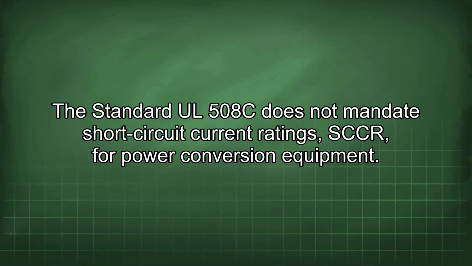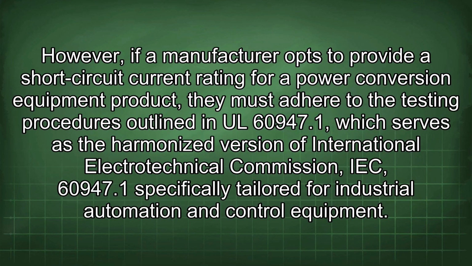Standard UL 508C does not mandate short circuit current ratings (SCCR) for power conversion equipment. However, if a manufacturer opts to provide a short circuit current rating for a power conversion equipment product, they must adhere to the testing procedures outlined in UL 60947-1, which serves as the harmonized version of International Electrotechnical Commission IEC 60947-1, specifically tailored for industrial automation and control equipment.